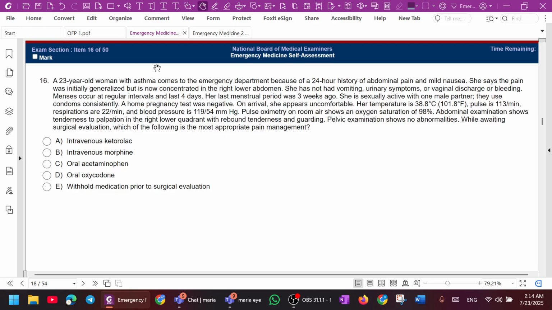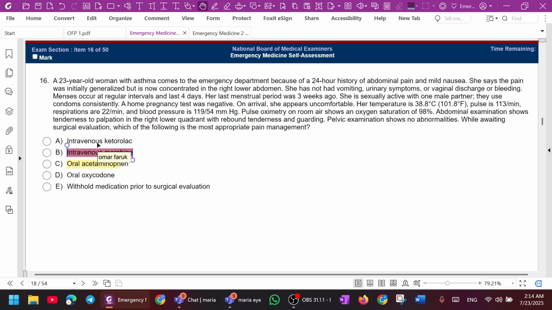Pain management. IV morphine. This patient is presenting with fever, abdominal pain, and tenderness in the right lower quadrant, raising suspicion of appendicitis.